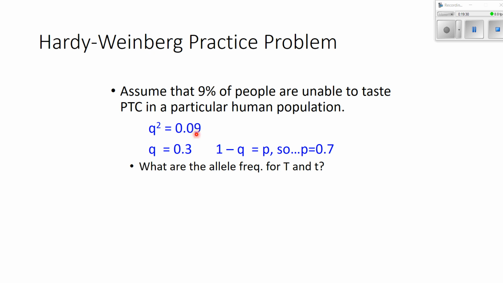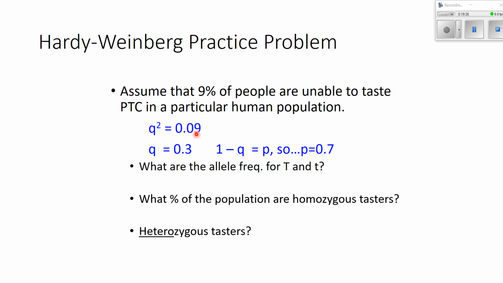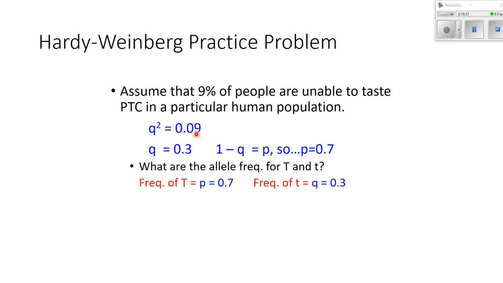So P is 0.7. And I hate that this is animating this way. It's kind of irritating. I'll see if I can fix it before we do the next problem. But it says, what are the allele frequencies for big T and little t? The frequency of big T is P, the frequency of the dominant allele. We already calculated that right here. The frequency of the recessive allele is Q. We already calculated that right here. It's 0.3.